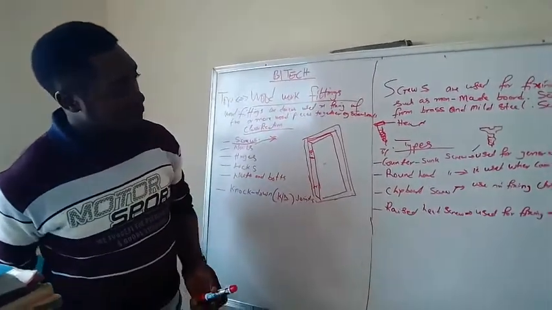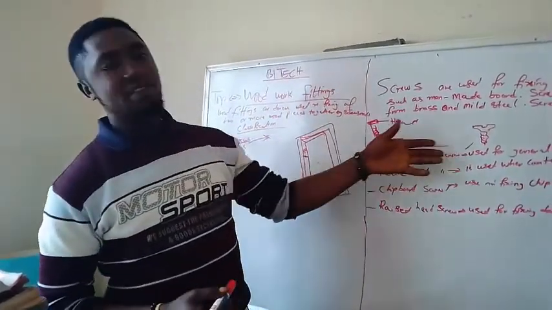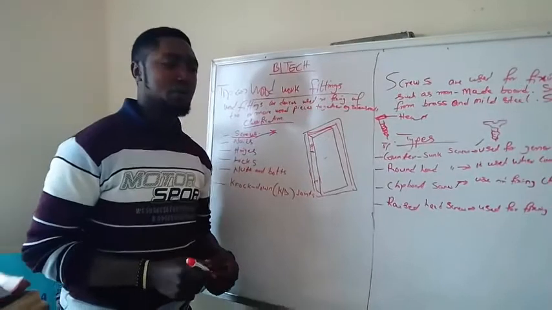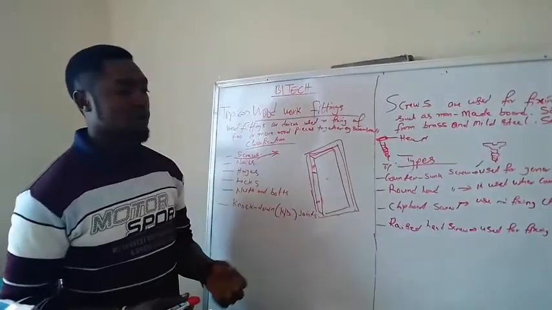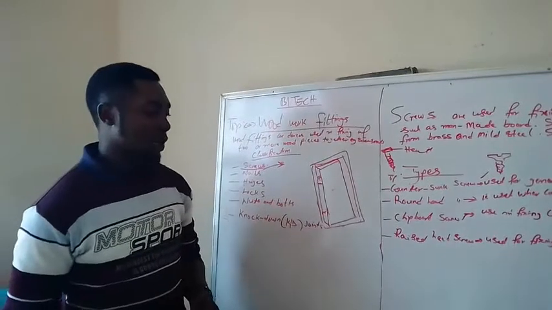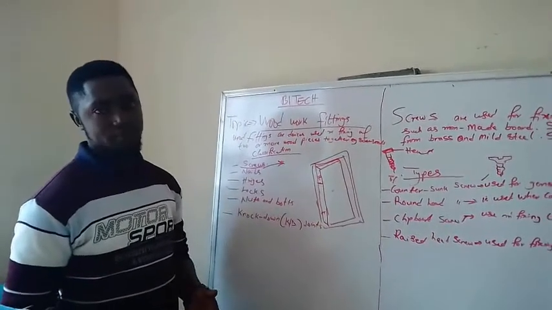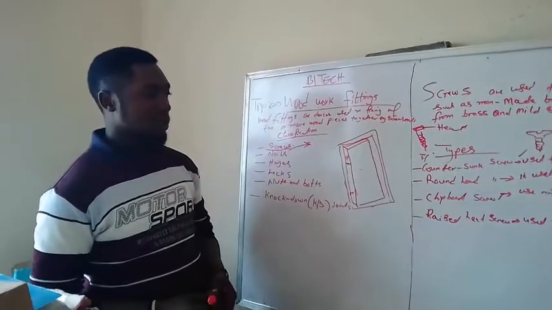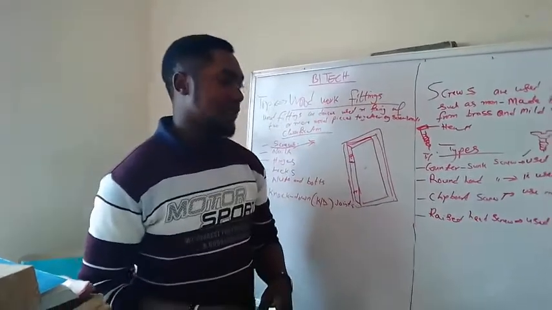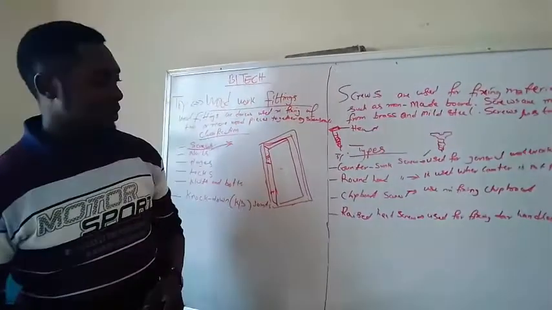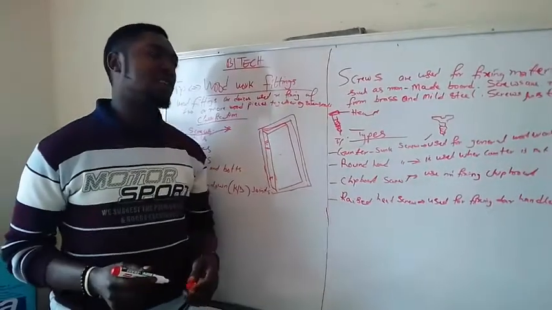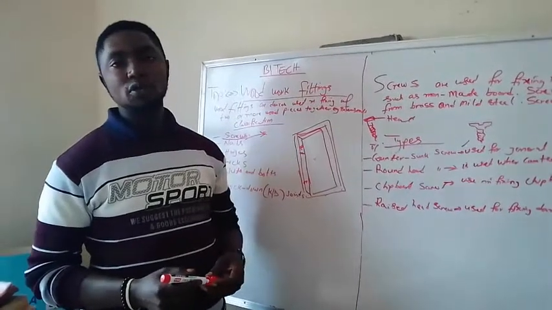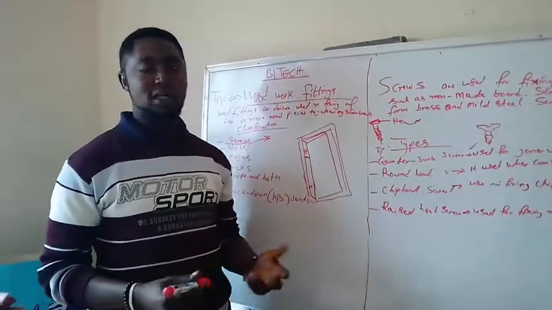Moving back to our lesson. Under the screws, we also have different types of screws. We have countersink screw, round head screw, chipboard screw, and also raised head screw. Basically, these are the few types of screws that we have in woodwork. Now, let us explain the types one after the other. We have the countersink. The countersink is a type of screw that is basically used in woodwork. It's a general purpose screw.